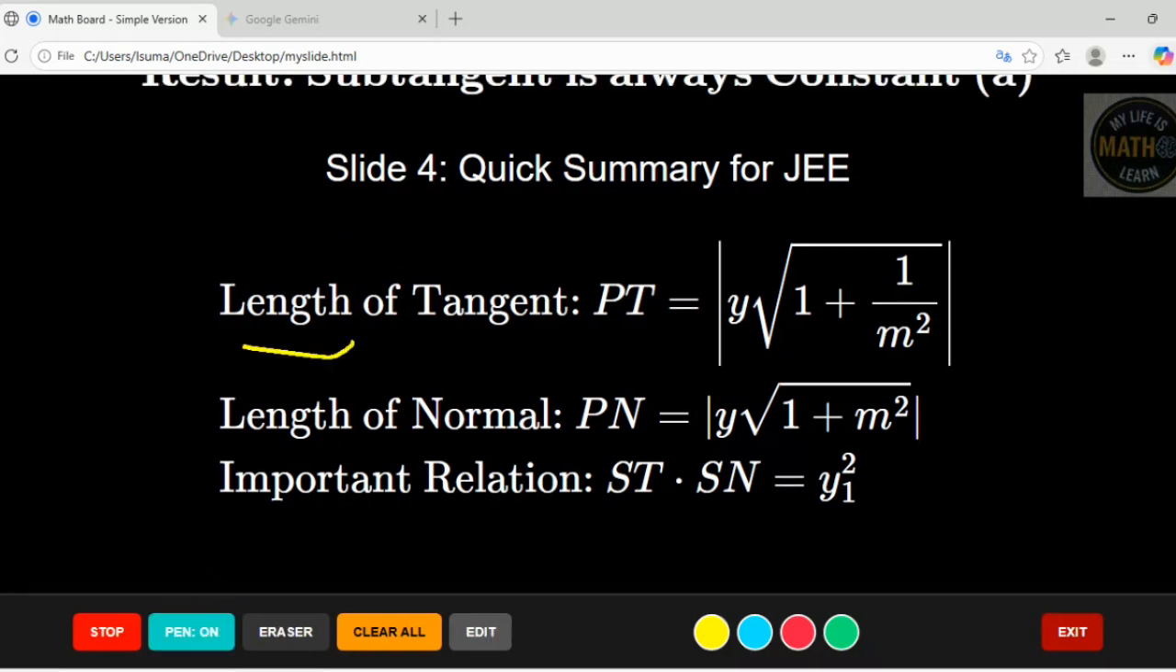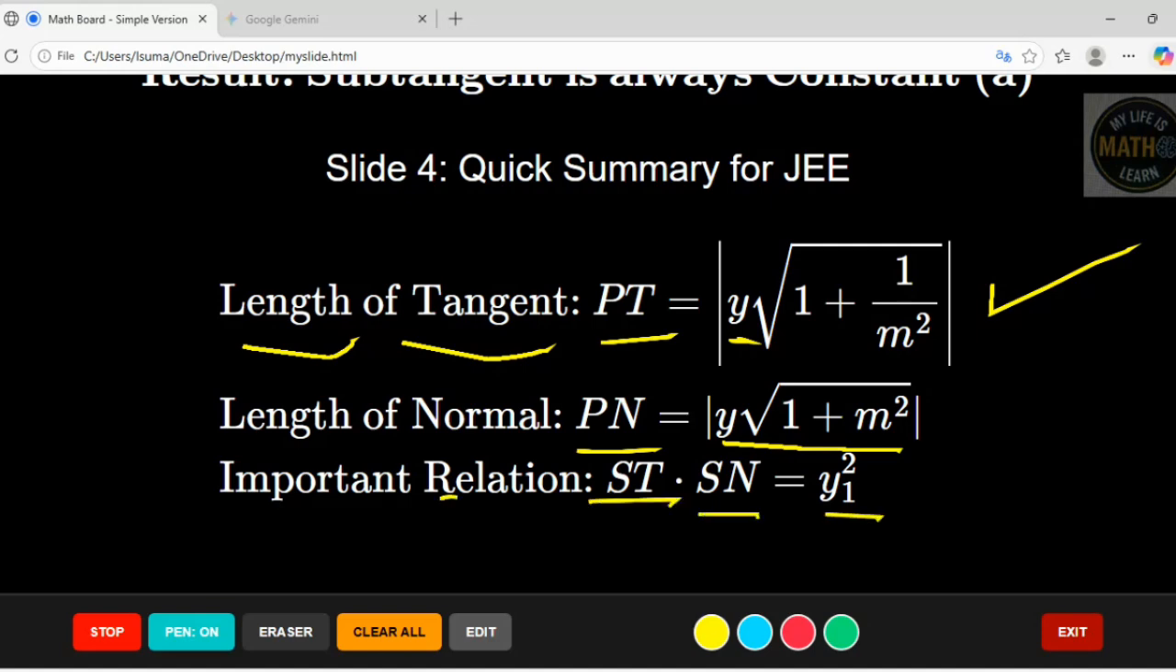Let's revise all the concepts once. The length of the tangent PT is equal to y into square root of 1 plus 1 by m square, which means y into square root of 1 plus m square by m. Already you know the result: the length of the normal PN is equal to y into square root of 1 plus m square. And an important result: ST into SN is equal to y1 square.